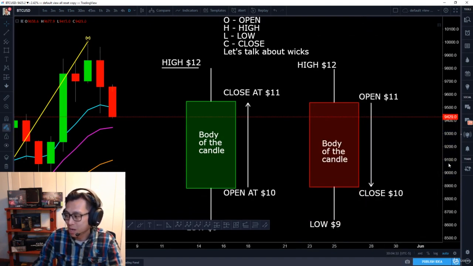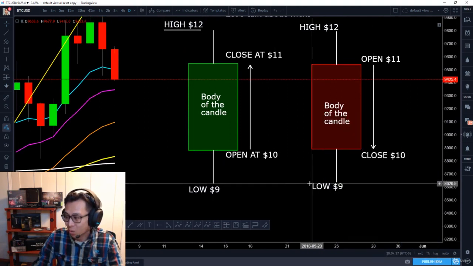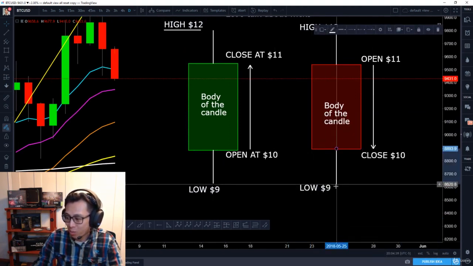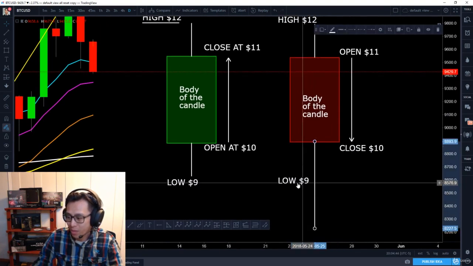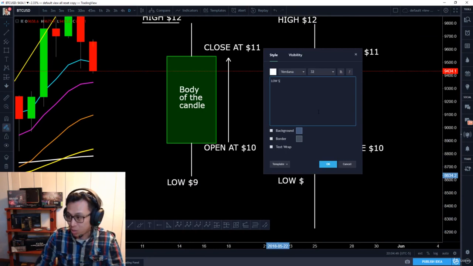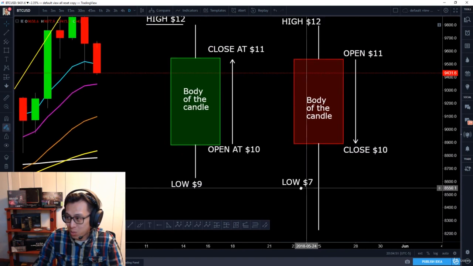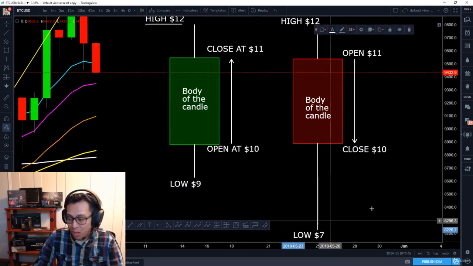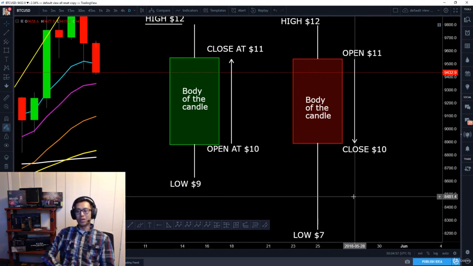So let me ask you guys this now, okay? What if this wick was really long? Let's say this wick was really long and it got all the way to $7, we'll say, okay? What do you guys think that this would mean if there was a really long wick at $7? What do you guys think that means? Let's say we're on a downtrend, and then we see this candle.